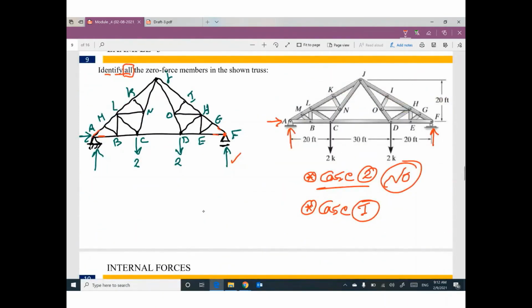Okay, what about joint M? This member, 1, 2, 3. 2 of them are collinear, no external load. The third member will be 0. So this little member is 0. If this member is 0, I can delete it. If you delete it, what about joint B? 3 members? Yes. 2 of them are collinear? Yes. No external load? Yes. The third member will be 0. So this vertical member is 0. If this member is 0, delete it.